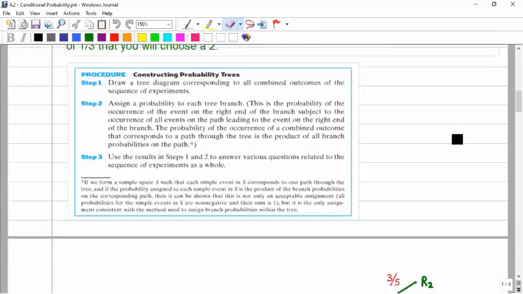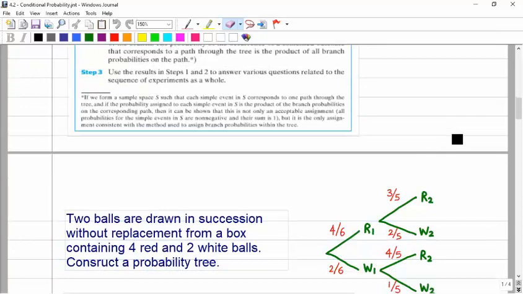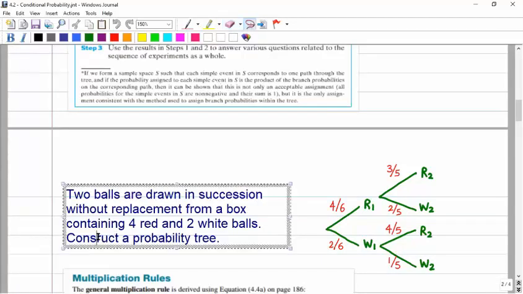So let's take a look at something. This is the first time we've done one with different balls. Balls and marbles are often common probability experiments you can solve. But look at this one. This one has a box with 4 red and 2 white balls.